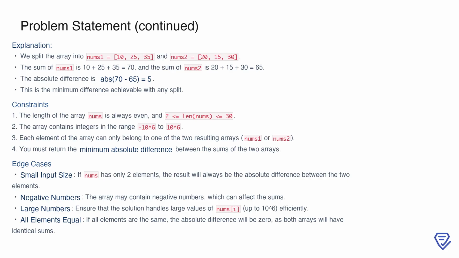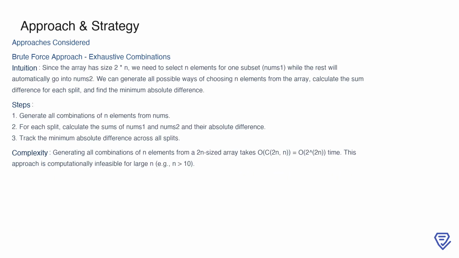To solve the problem of splitting the array into two subsets with minimal sum difference, we can start by considering a brute force approach. The intuition here is straightforward. Given an array of size 2n, we need to select n elements to form the first subset, nums1, while the remaining elements automatically form the second subset, nums2. By generating all possible combinations of n elements from the array, we can calculate the sums of nums1 and nums2 for each split, compute their absolute difference, and track the minimum difference.